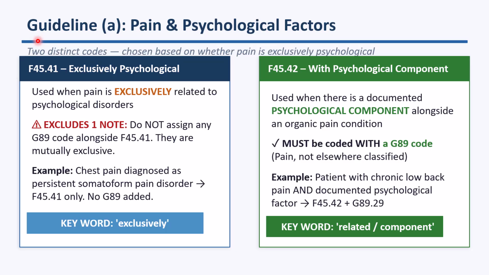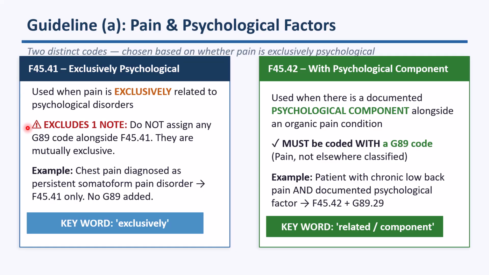Here's the core of Guideline A. There are two codes for pain disorders with a psychological element, and they work very differently. On the left side of your screen, you will see F45.41, pain disorder exclusively related to psychological factors. The keyword here is exclusively. This code is used when the pain has no organic cause whatsoever. It is entirely a psychological or somatoform condition.